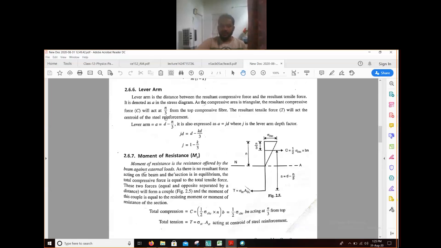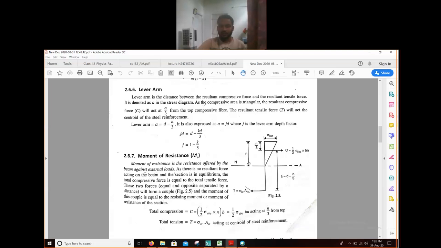The lever arm is nothing but the distance between the total compressive force and the total tensile force, this distance. You can read the definition also: lever arm is the distance between the resultant compressive force and the resultant tensile force. Resultant compressive force is this one, resultant tensile force is this one, and the distance between them is known as the lever arm. We will indicate the lever arm by this letter, small a. So small a will be this whole length.